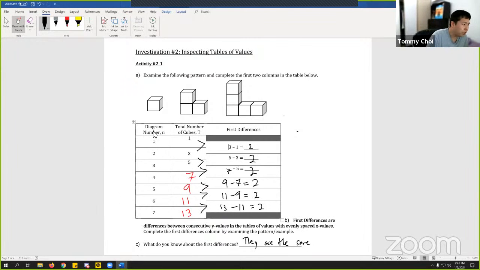The second thing I want you to notice is the x values, the diagram numbers here. What's really, really important about these diagram numbers is understanding that they're evenly spaced out. So in other words, they're going up by 1. They should always go up by the same value. So it's either all going up by 1, or all going up by 2, or all going up by 3. It can't be like, oh, it goes up by 1 here, it goes up by 2 there. We want it to be consistent for the x values. That's the goal.